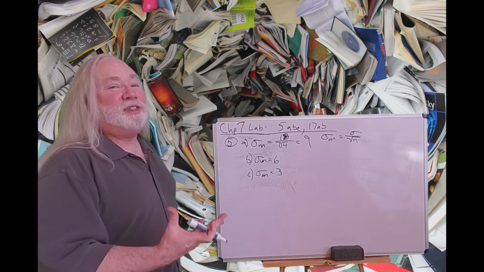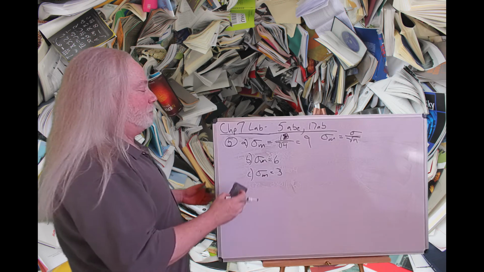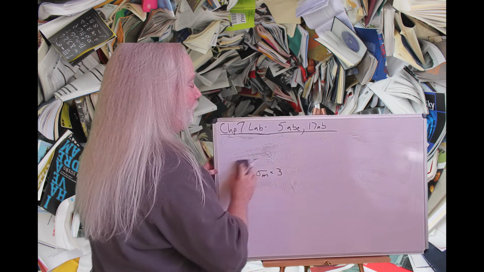This is the main thing you get out of 7. Knowing how to calculate that. If you've got that, then you really have Chapter 7 taken care of. The other problems in here are really just more of the same.